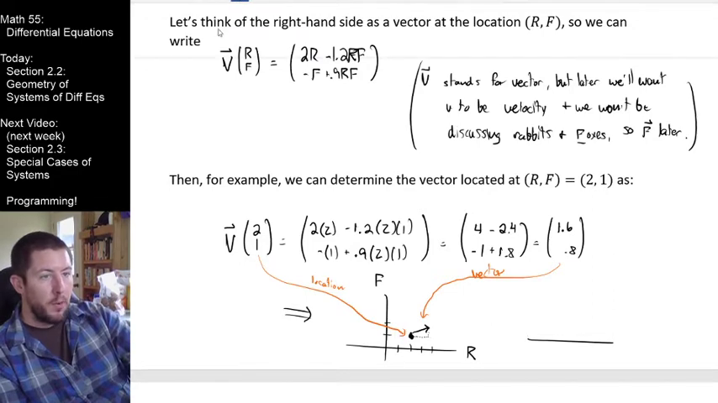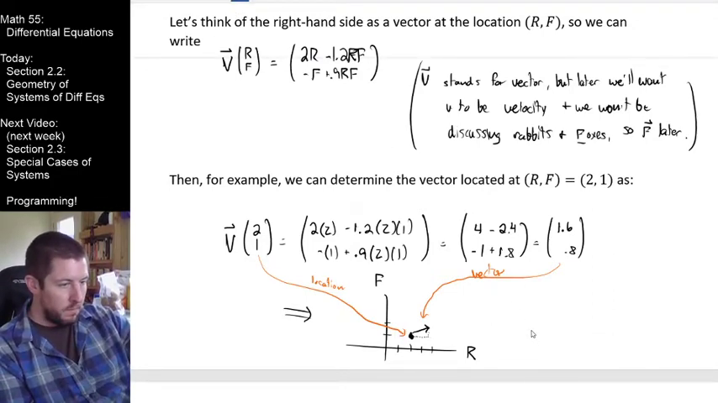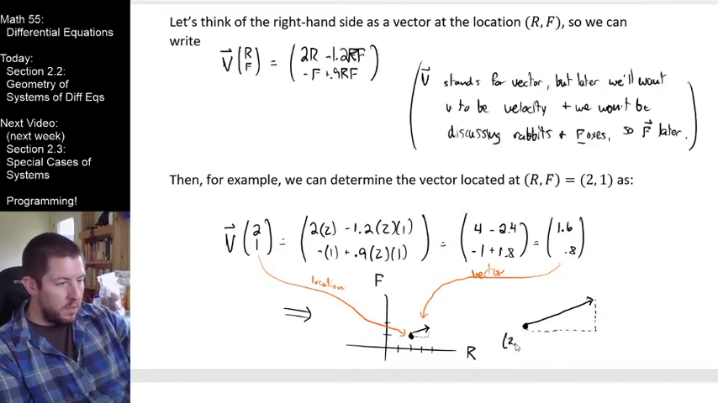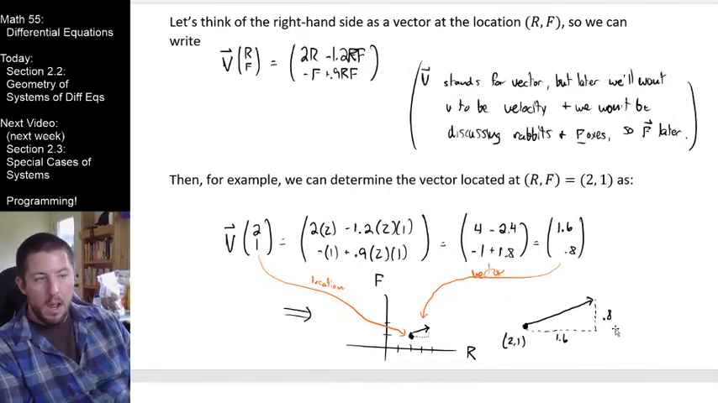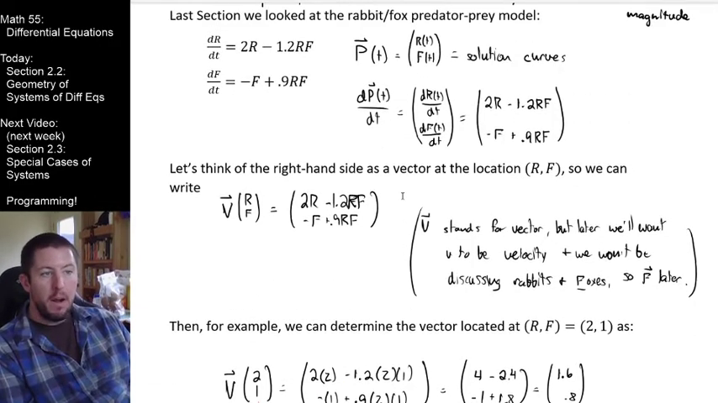All right, I'll draw it the way I drew it right here. I'm going to get some dash lines going on. This is the location 2, 1. This is 1.6 units to the right, 0.8 units up right there. Those were changes in the R value and the F value, right? Remember, our differential equation literally says, what is the change in R? What is the change in F?